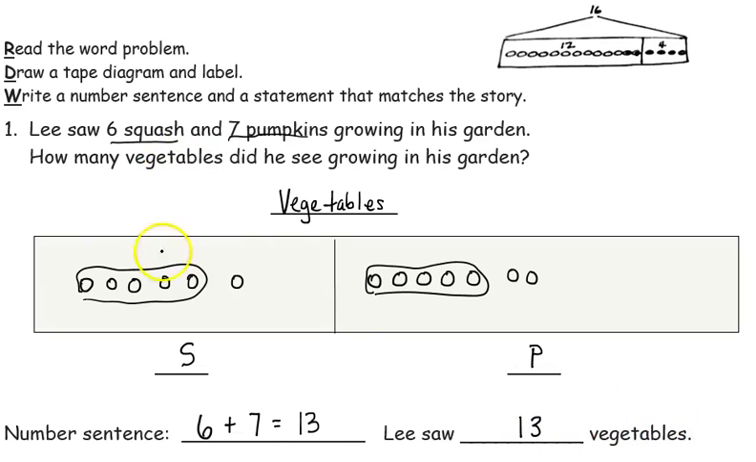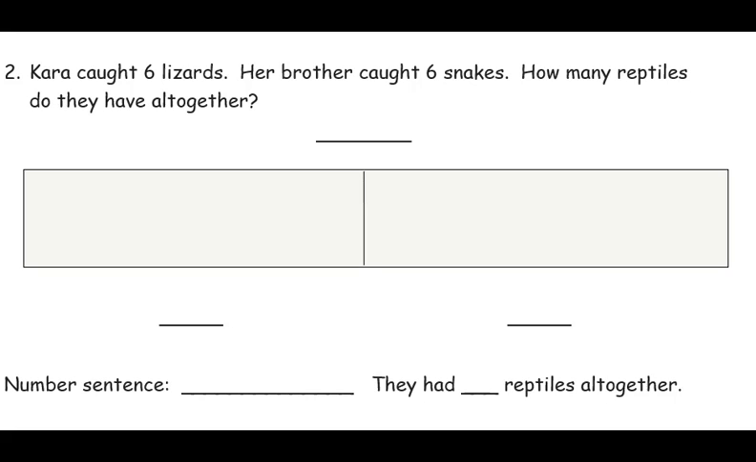So those are the steps that we'll follow using the read, draw, write process to solve these problems. The next problem says Kara caught 6 lizards. Her brother caught 6 snakes. How many reptiles do they have altogether? Again, we have a tape diagram to help us solve this problem. Since the question asks how many reptiles do they have altogether, I know that my label at the top will be reptiles. So we'll write that first.